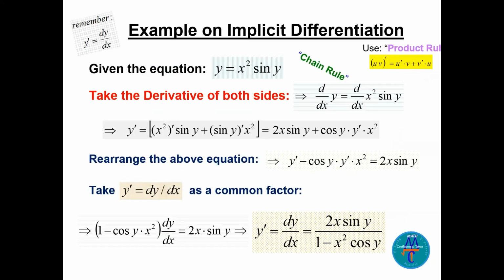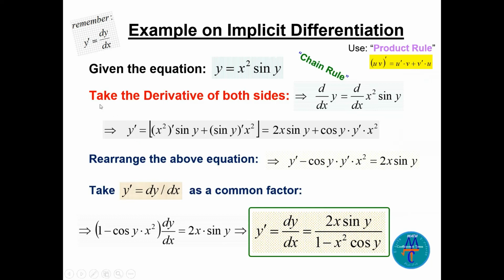Let's see an example on implicit differentiation. Let's take the equation y equals x squared times sine of y. Not easy. Let's take the derivative of both sides. d over dx of y equals d over dx of this product here, x squared times sine of y. So remember, product rule, u prime v plus v prime u. So this will be y prime, the derivative of x squared times sine of y, plus sine of y prime times x squared. Simplify that, it will be 2x sine of y plus cosine of y, y prime.